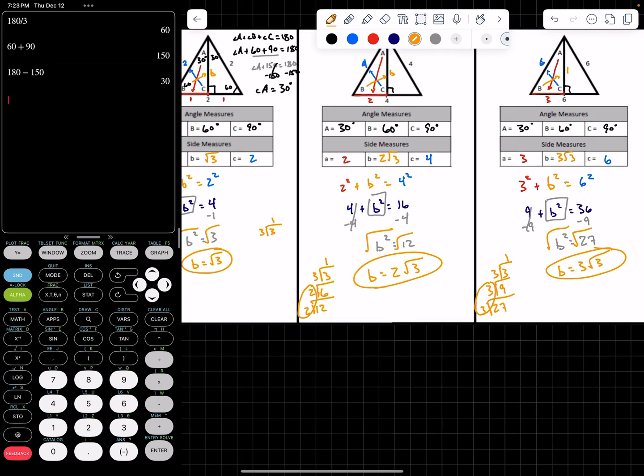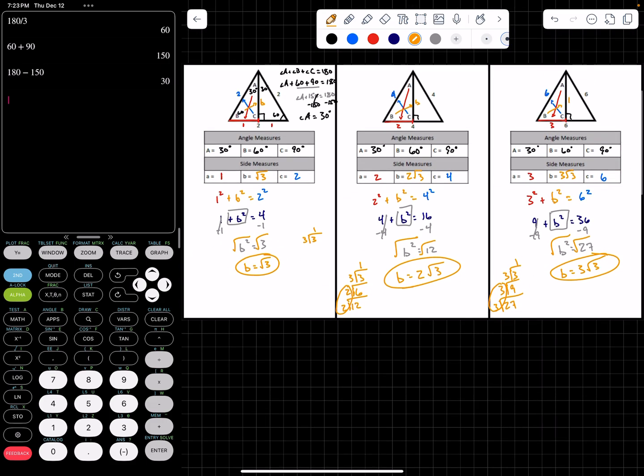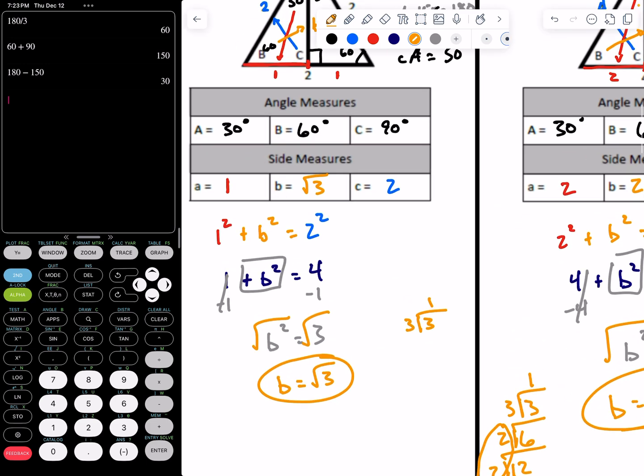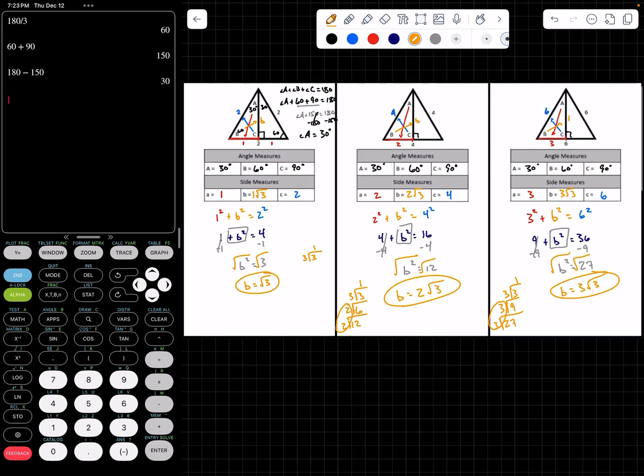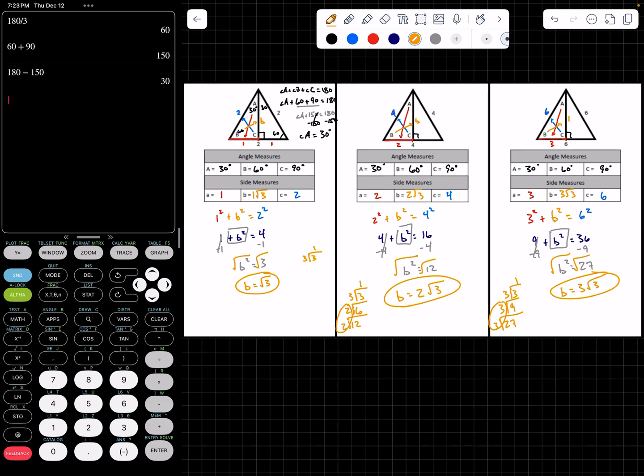And what it looks like is I have developed a rule that I will be able to use for 30, 60, 90 triangles. There is a ratio where the smallest side is half of the largest side, the hypotenuse, or the hypotenuse is twice as much as the smallest side. And if you pay attention, you can see it a little bit more in the middle and right one, but if I add that 1 in front, all I'm going to do is multiply my small side, my small leg, by square root 3 to get my long leg.